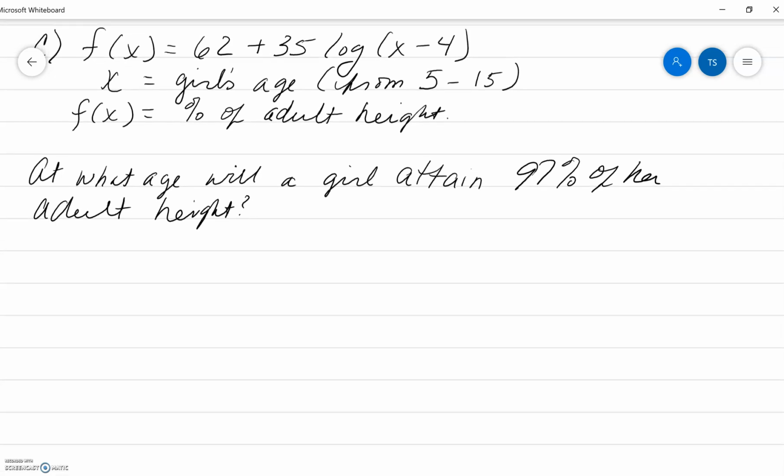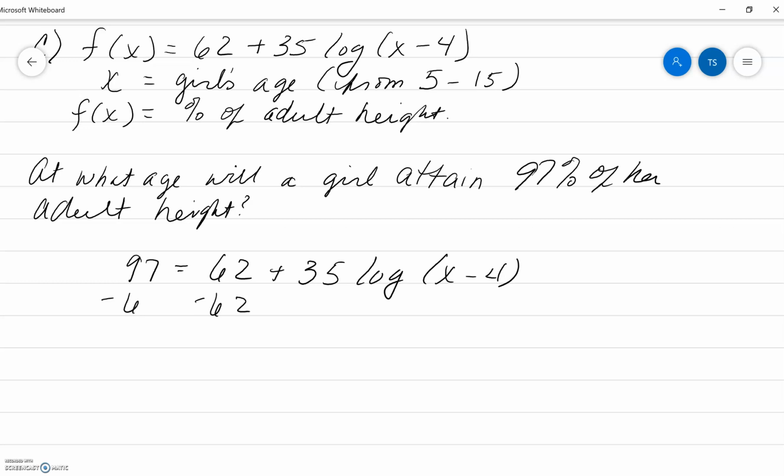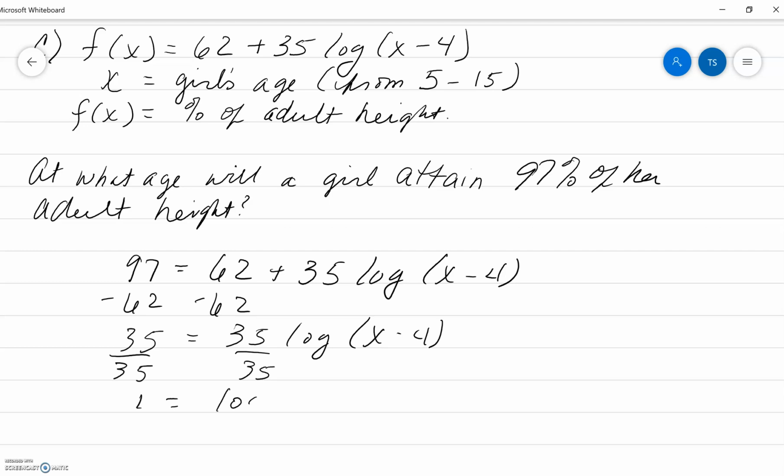Using this function, I'm giving you the percent, so f of x is 97. So 97 equals 62 plus 35 log of x minus 4. We've got to get the log all by itself, so we're going to subtract the 62. 35 equals 35 times the log of x minus 4. Divide by 35: 1 equals the log of x minus 4.